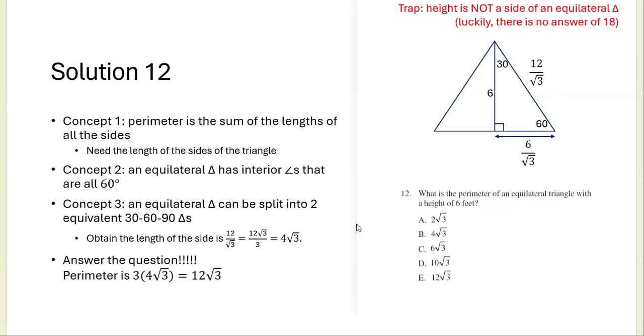Okay, so I guess I did some simplification. So 12 over root 3, if we rationalize it, it's 4 root 3. And then for the perimeter, we multiply 4 root 3 by 3, which is 12 root 3. Typically, I just leave it and rationalize at the end. A lot of times it's easier, but depends on the problem.